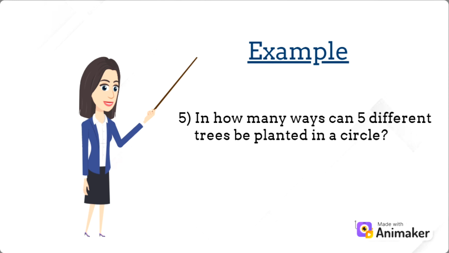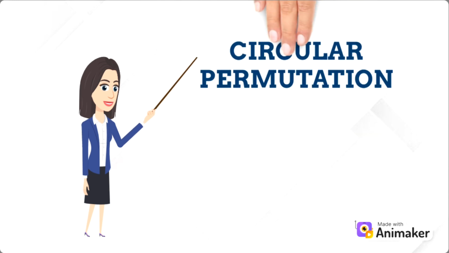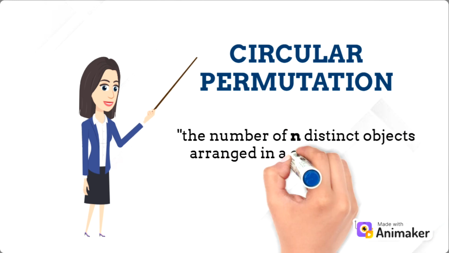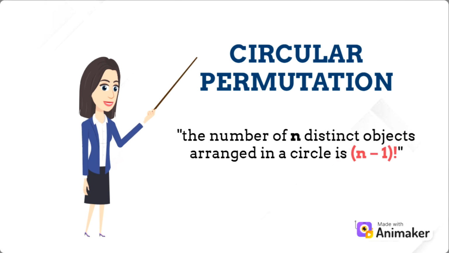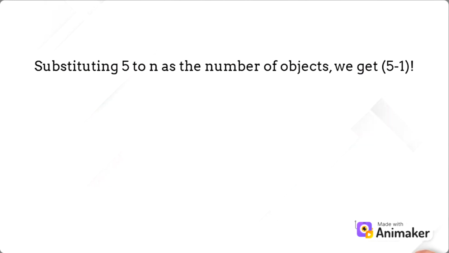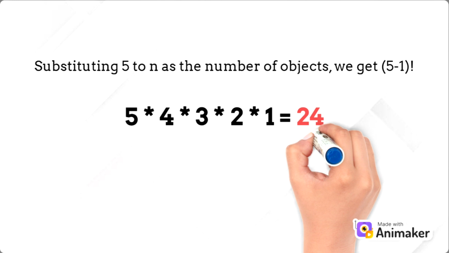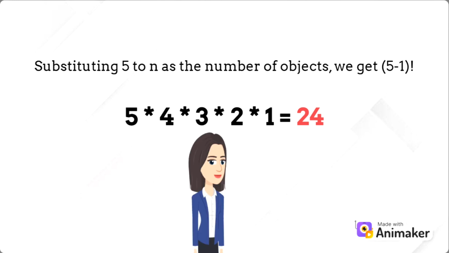Example number 5. In how many ways can 5 different trees be planted in a circle? Notice that we have the word circle. Therefore, we will use the circular permutation, which states that the number of n distinct objects arranged in a circle is equal to n minus 1 factorial. Substituting 5 to n as the number of objects, we get 5 minus 1 factorial, which is equal to 24. Therefore, there are 24 ways of planting different trees in a circle.